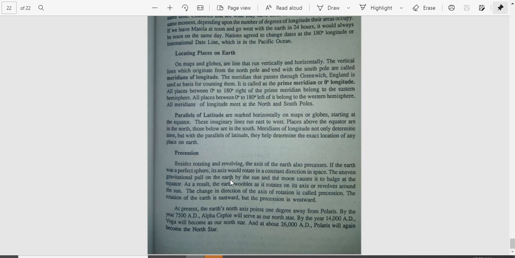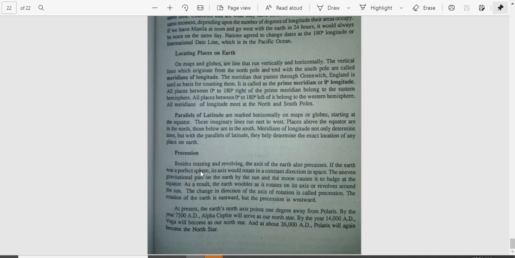Next is your parallel of latitude, because we talk about longitude already. Latitude is the horizontal line on the map and globe, with the starting point at your equator, or the middle of our planet Earth. This imaginary line runs east to west. Places above your equator are to the north, then below are in the south. Meridians of longitude not only determine time, but together with the parallels of latitude, they help determine the exact location of any place on this Earth. Next is precession.